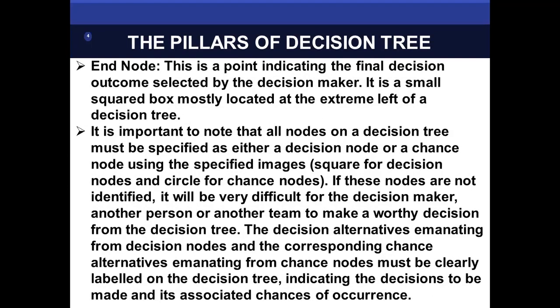Then, ending towards the end of the pillar of decision analysis of a decision tree, you have what we call the end node. End node is the point indicating where the final decision, where the final outcome, where the final position that the decision maker has finally chosen to make is being selected. It is represented by a small square box, mostly located at the extreme left of a decision tree.